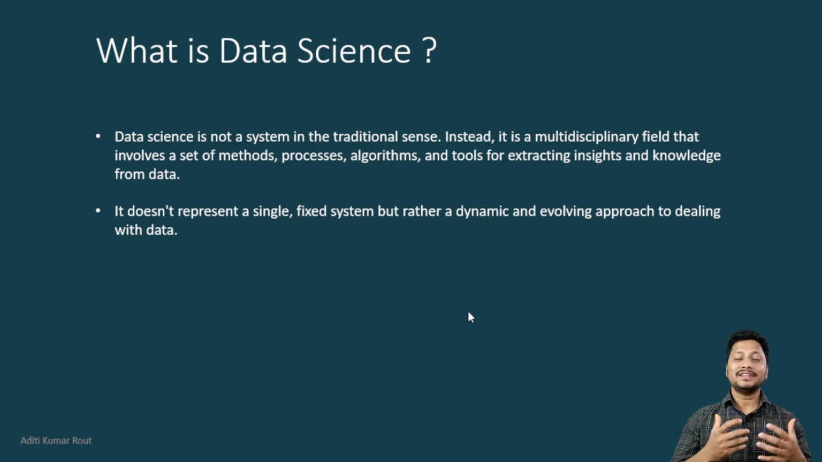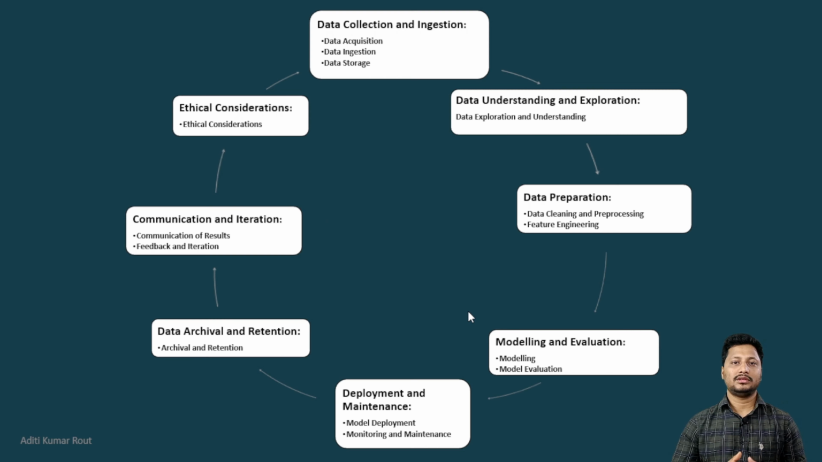It does not represent a single or fixed system. Rather, it is an evolving and dynamic system which is used to handle data that is growing exponentially. There are multiple steps involved in processing the data within data science, which is known as the complete life cycle of data science. These are the major steps to process the data in an effective way.